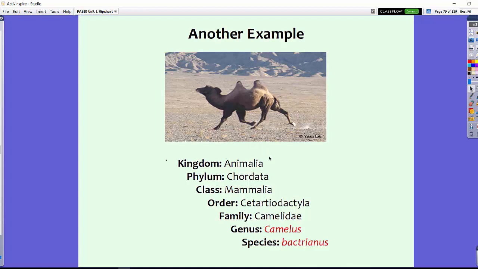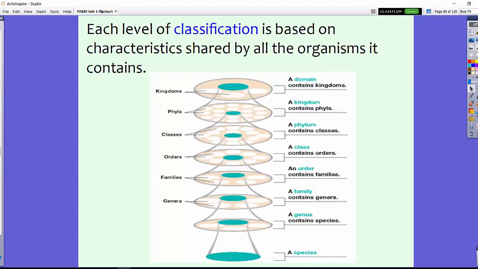So remember, we go from the very largest, where the most organisms are, in this kingdom Animalia, and as we go down, we're going to have fewer and fewer organisms in those particular categories. However, the number of phyla, classes, orders, families, genera, and species will rise. Each level of classification is based on characteristics that are shared by all the organisms it contains.